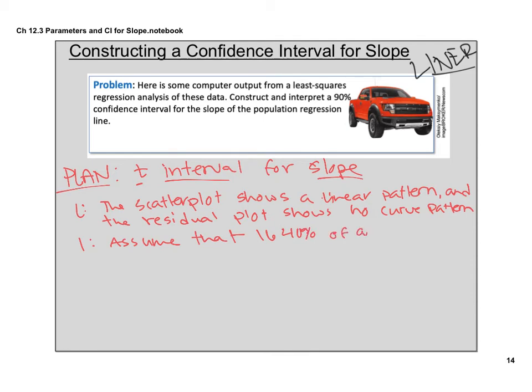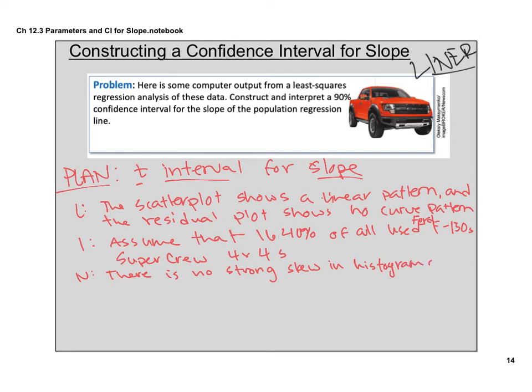of all used Ford F-150s Super Crew 4x4s. Oh, I forgot to say Ford. Ford F-150s Super Crew 4x4s. Okay, N. Normal. So there's no strong skewness or outliers in the histogram of the residuals. That's true. There's no strong skew in the histogram of the residuals.